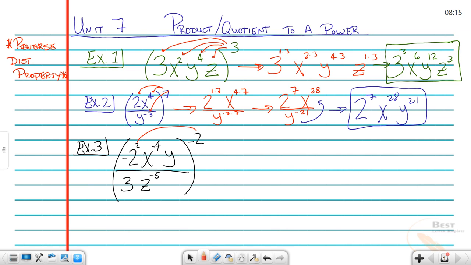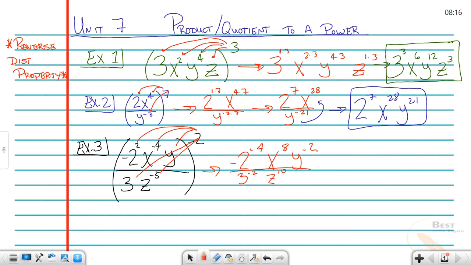So take this -2 to everything inside of here. Now, this step that I've done here to show, you don't have to show that multiplication. That's just a step to show what's happening. So when I do this, I'm gonna have -2 to the 2 times -2 is -4. I'm gonna have x to the +8 and y to the -2 over 3 to the -2, z to the +10. All we've done there is we've multiplied all these exponents. Okay, put that -2 there. And now we're gonna make our negative exponent positive.